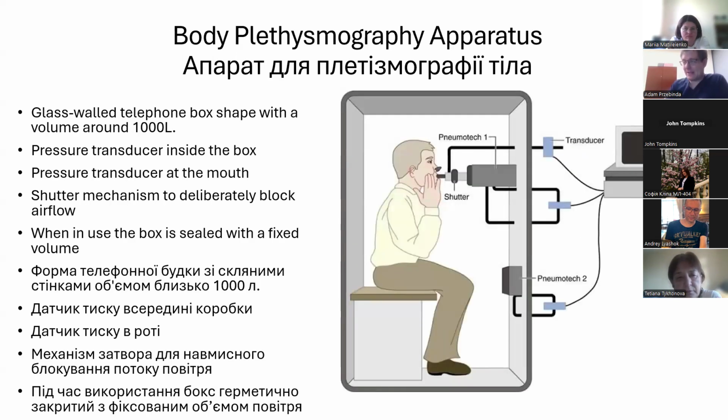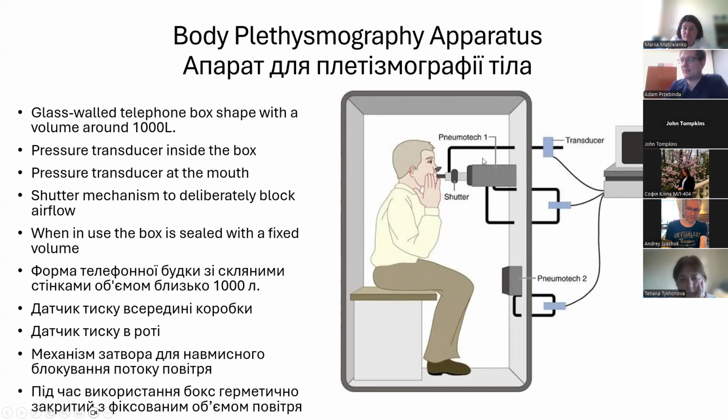Now, the apparatus looks like a telephone box, like a glass wall telephone box. And the person sits inside of it. The volume of the box is somewhere around 1,000 liters, something like that. It depends on the model. And it has a door, which you can't see here, which opens and closes. So the patient comes in, and when the door closes, this chamber is sealed.